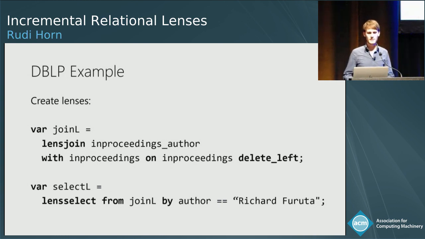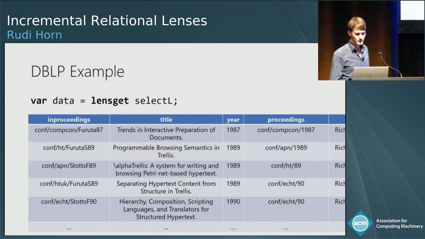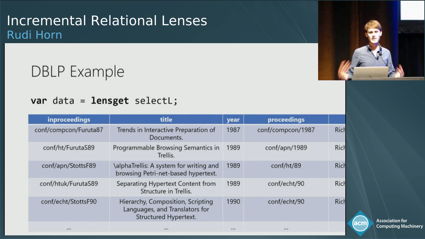And we define two lenses to first of all join the two tables to get all the information and to then filter by an author. And if we then look at this, we can see in the third entry here that contains alpha trellis. If we try to render that, most renderers will say, well, we don't know what the command alpha trellis is, so this is something we'd like to fix.